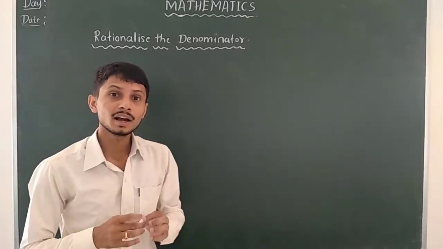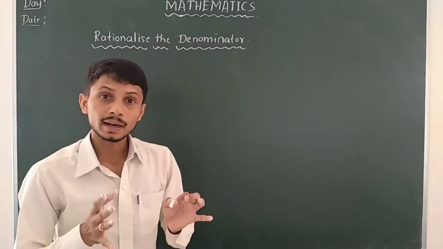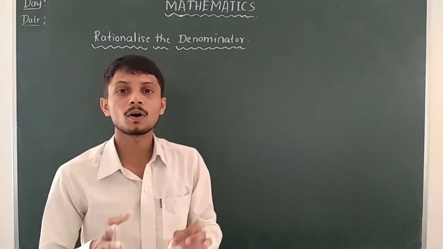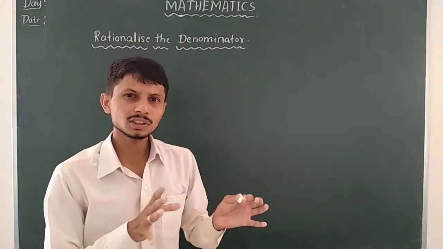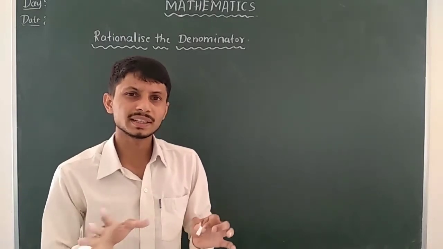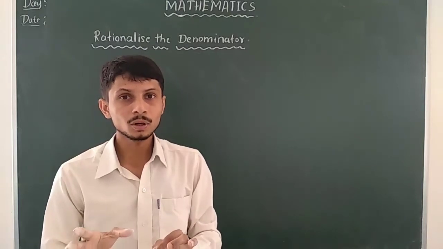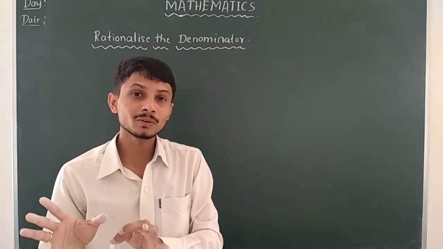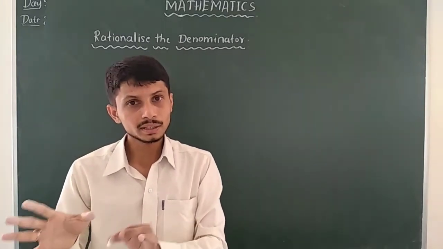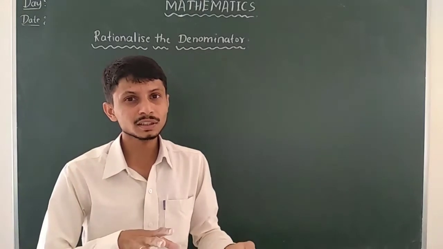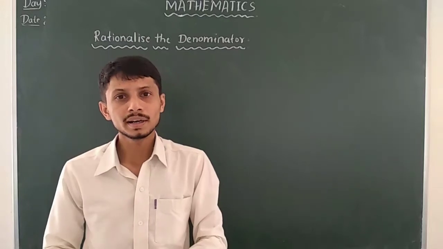Rationalize means we already learned about rational numbers. What is a rational number? A rational number is a number in the form of p by q, where p and q are integers and q is not equal to 0. That means p and q can be a positive integer or a negative integer, and q is not 0.